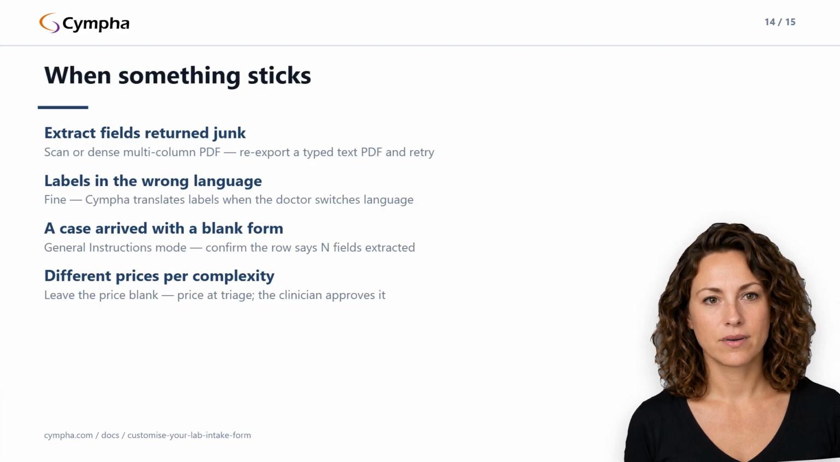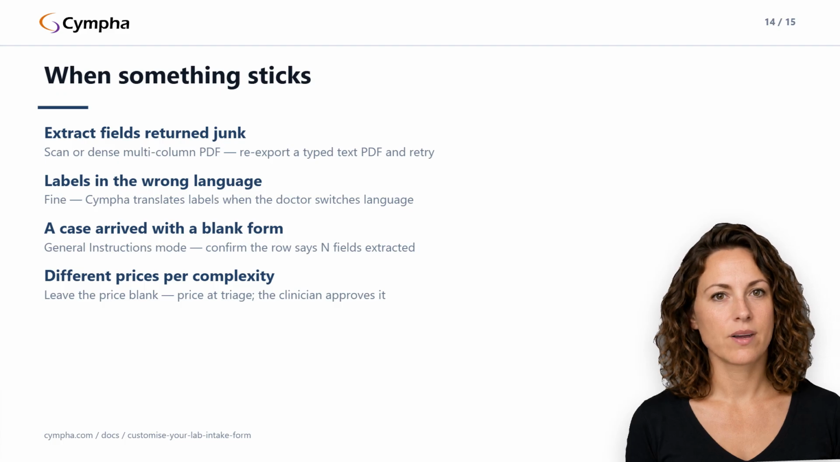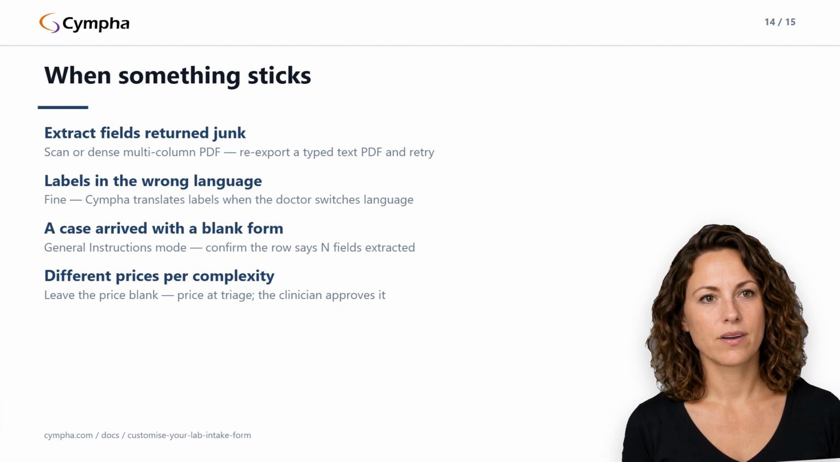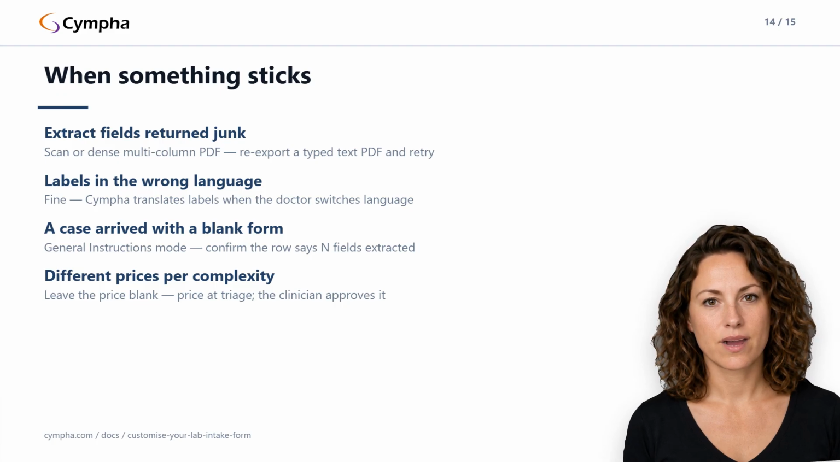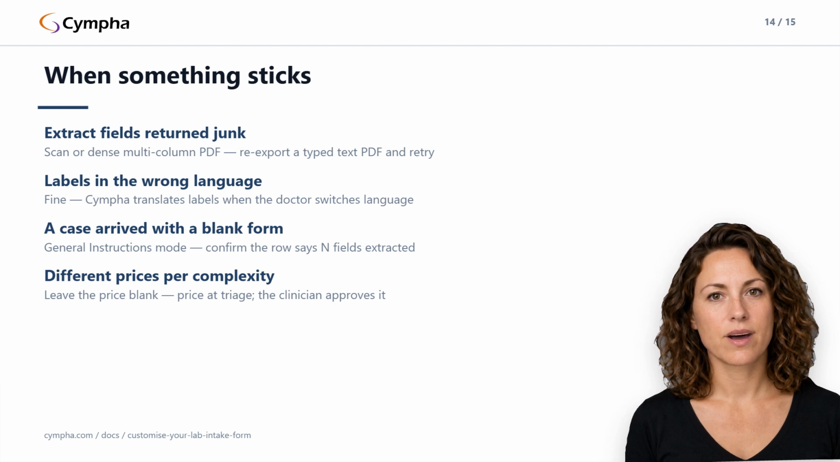4 common snags. Extract fields return junk. It's nearly always the source PDF, either a scan or photo, which has no text to read, or a very dense multi-column layout the extraction can't linearize. Re-export a clean, typed PDF and try again. The fields look right but the labels are in the wrong language. That's actually fine. The extractor keeps the source language, and Cympha translates the field labels automatically when a doctor switches the form language in the app. You don't need to upload a translated form.